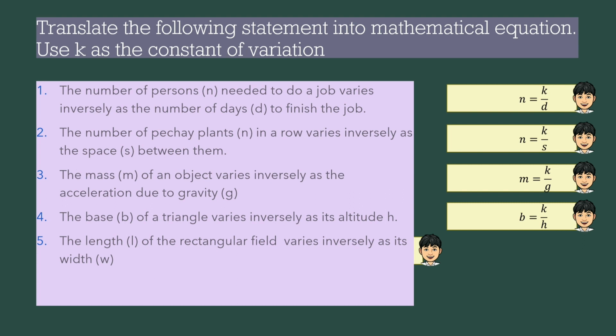And last number, the length L of the rectangular field varies inversely as its width w. Okay, the answer is L is equal to k all over w.